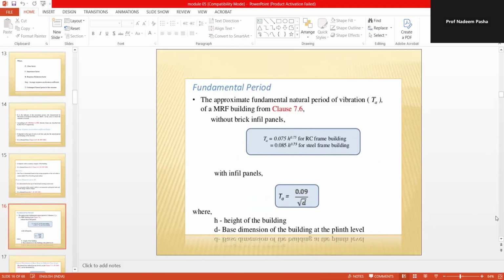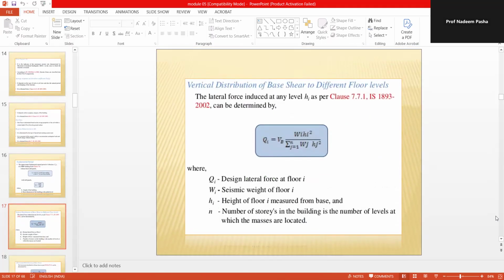Fundamental period. The approximate fundamental natural period of vibration Ta of an MRF building from clause 7.6 without brick infill panels is Ta = 0.075 H^0.75 for an RC building frame, and Ta = 0.085 H^0.75 for a steel building frame. With infill panels, T = 0.09 H/√D, where H is the height of the building and D is the base dimension of the building at the plinth level.